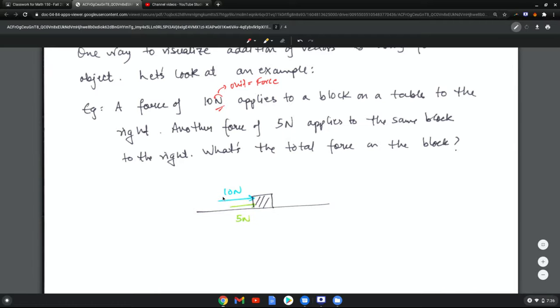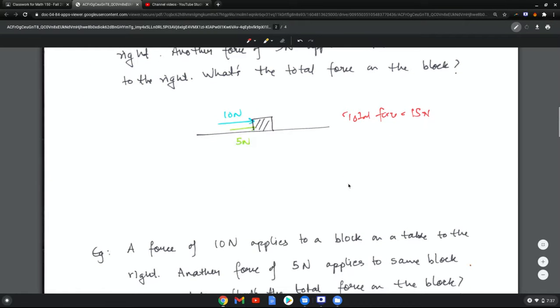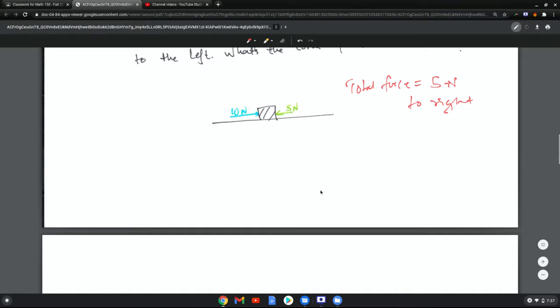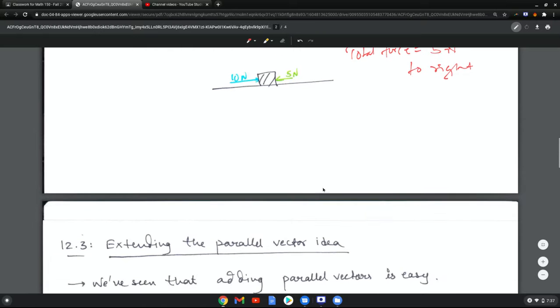It's pretty simple. It's like you and your friend pushing this block. The total force is 15 newtons, which means they just add up. That's what parallel vectors do. Now, similarly, let's say you're pushing 10 newtons to the right and your friend is pushing 5 newtons to the left. The total force in this case is going to be 5 newtons to the right, because you're pushing with more force than your friend. So the block is going to move to the right.